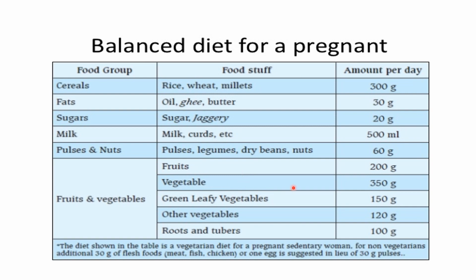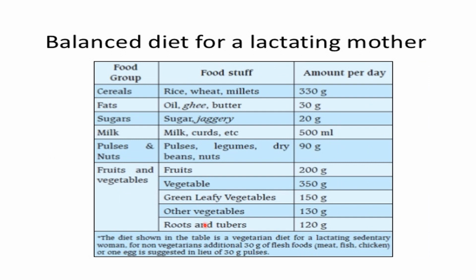And vegetables, she is supposed to take 350 grams in a day, and she is supposed to take 150 grams of green leafy vegetables, and other vegetables, more fiber containing vegetables, 120 grams in a day. And you can encourage her to eat roots and tubers 100 grams in a day, so that her fiber requirement also will be increasing. And now we can see the balanced diet for a lactating mother.